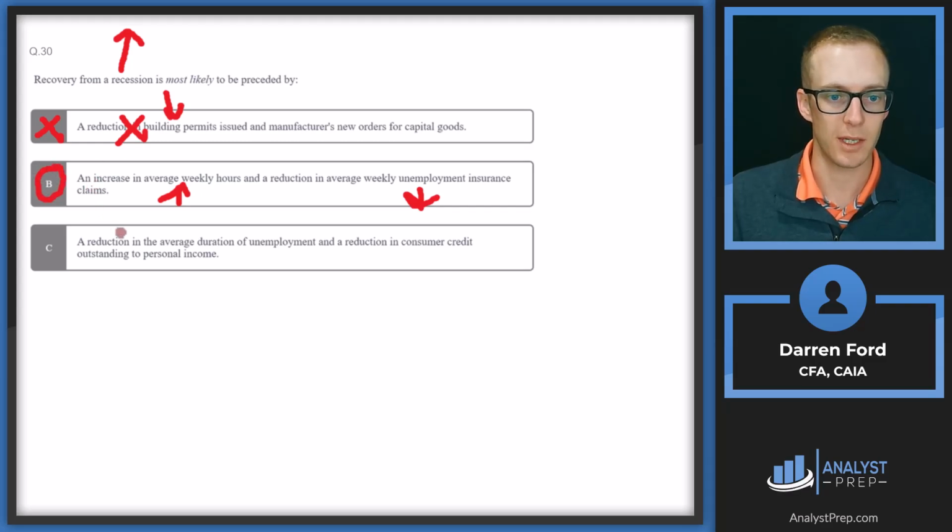Let's make sure we can rule out C. A reduction in the average duration of unemployment. So that's going to be a good thing for our recovery. And a reduction in consumer credit outstanding to personal income. That is not going to be a great indicator. If we're reducing our credit outstanding, that means that we're not spending as much, so that's not going to lead to more economic activity, essentially. Answer B.